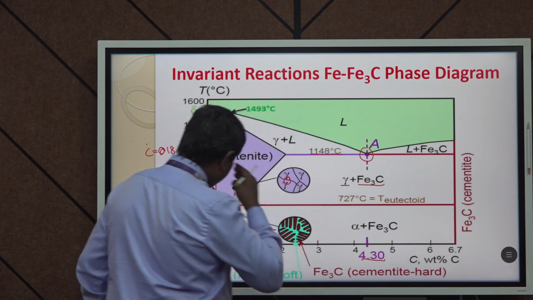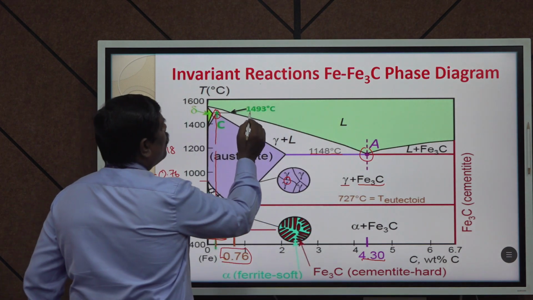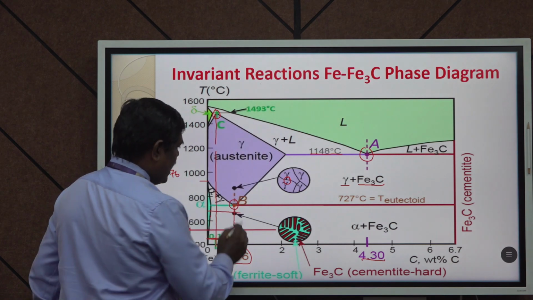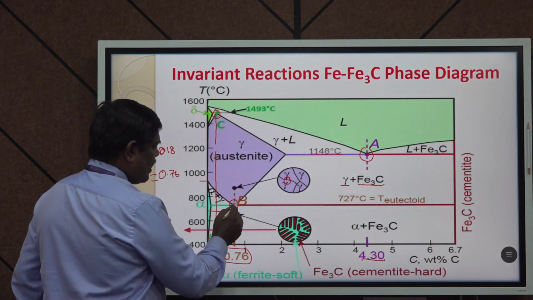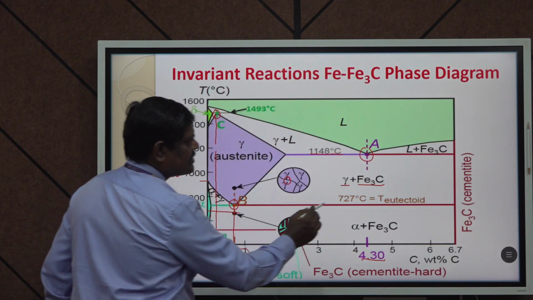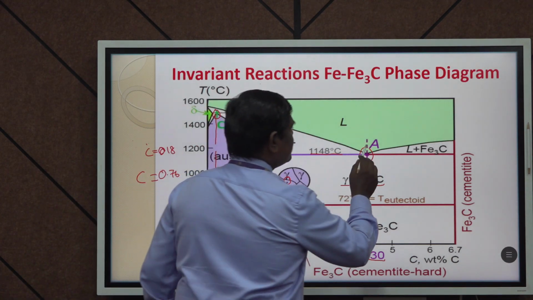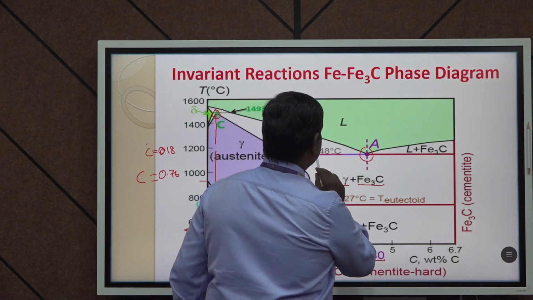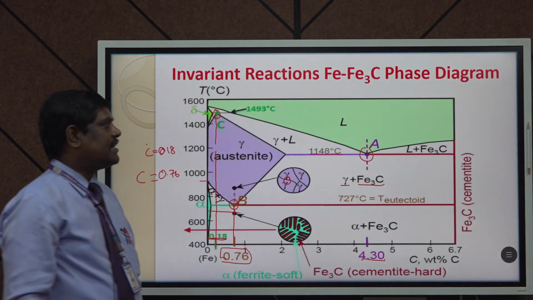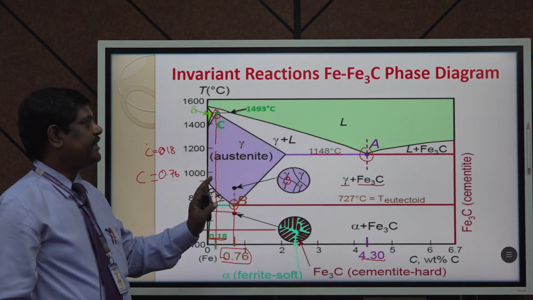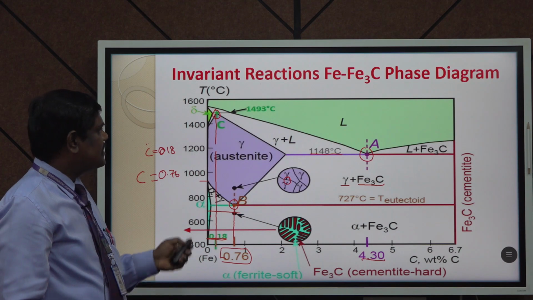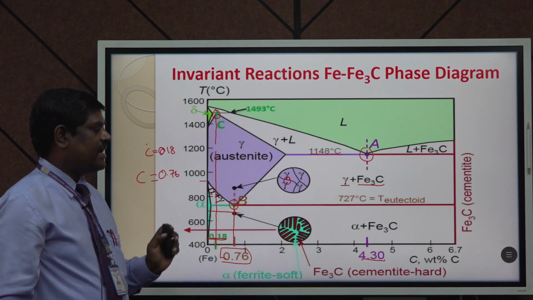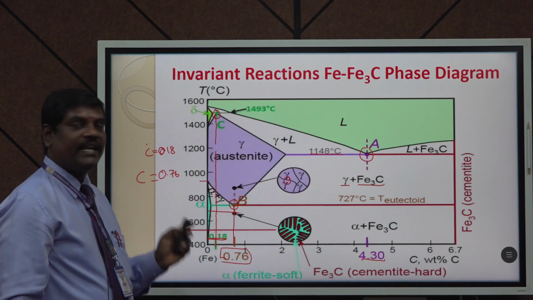The corresponding temperature of the peritectic is 1493 degree centigrade. The corresponding temperature for the eutectoid point is 727 degree centigrade. Similarly, for the temperature 1148 we have point A, the eutectic point. So, these are all the three invariant reactions that occur in the iron and iron carbon equilibrium diagram.